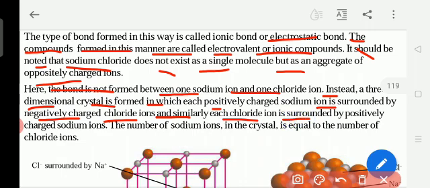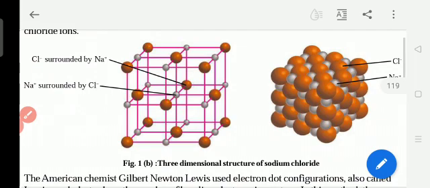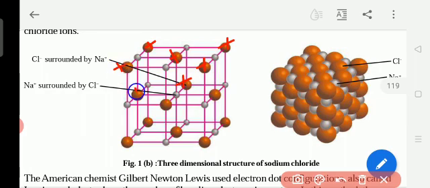It should be noted that sodium chloride does not exist as a single molecule but as an aggregate of oppositely charged ions. Sodium chloride is always a compound. Here the bond is not found between one sodium ion and one chloride ion. Instead, a three-dimensional crystal is formed in which each positively charged sodium ion is surrounded by negatively charged chloride ions, and similarly each chloride ion is surrounded by positively charged sodium ions. The number of sodium ions in the crystal is equal to the number of chloride ions.